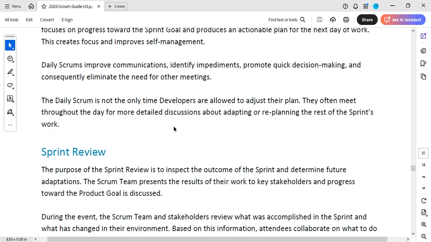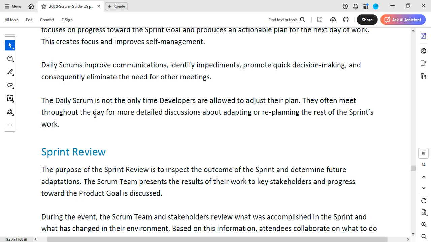So daily scrums improve communications because you are meeting each day, you are talking each day, getting used to one another. Identify impediments: oh, I'm having issues. You tell the scrum master, who goes ahead to help you and unblocks you. Now, promote quick decision making. Since you're meeting each day, you are able to communicate your issues, communicate what you want to do, and even bring something forward for brainstorming, and consequently eliminate the need for other meetings. Yes, when you are meeting each day for 15 minutes, you are able to do what needs to be done. Why would you need other meetings?